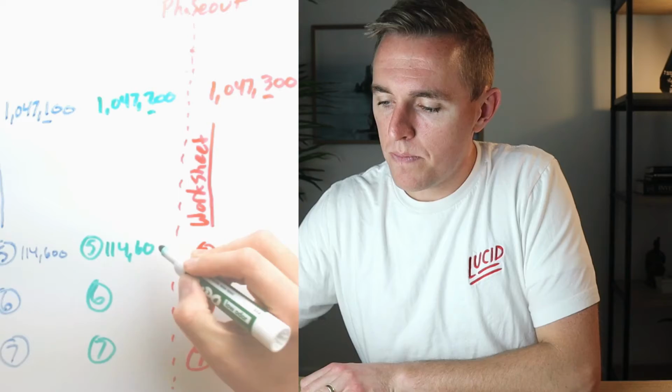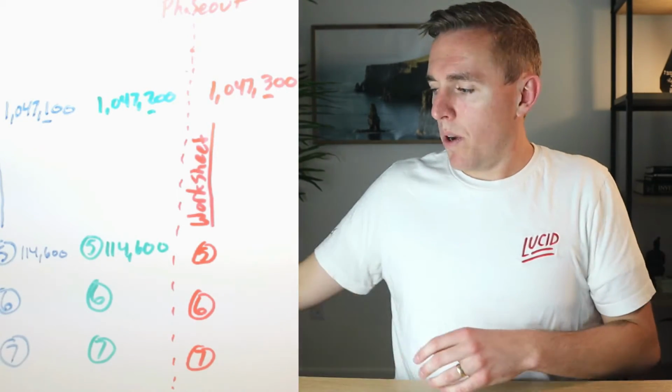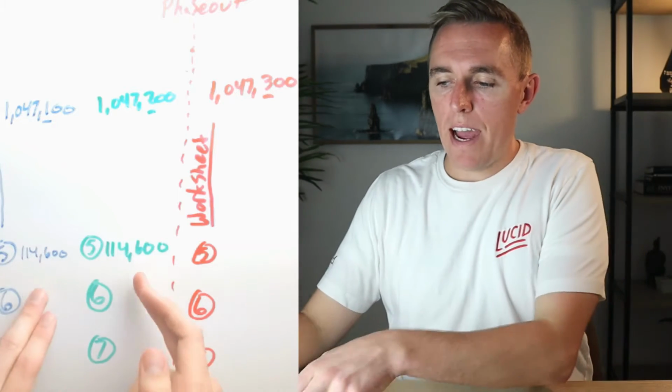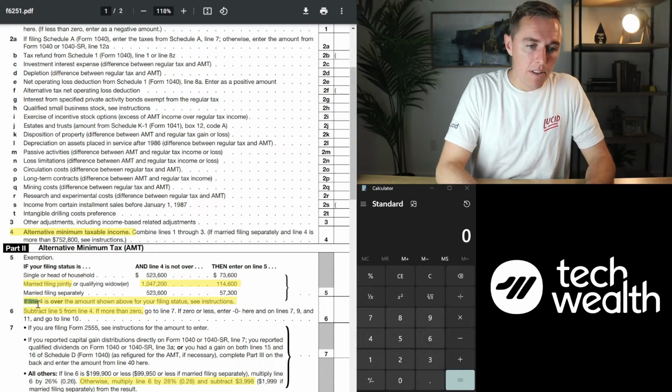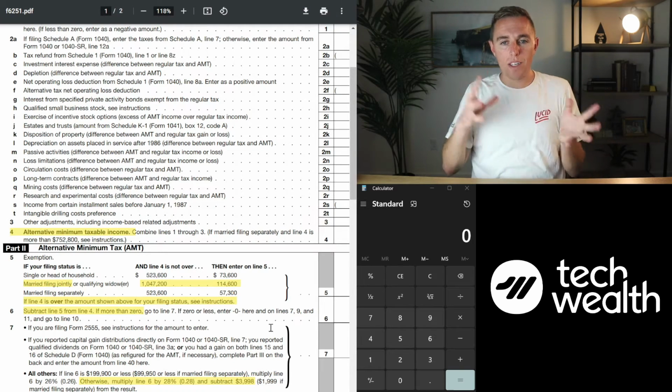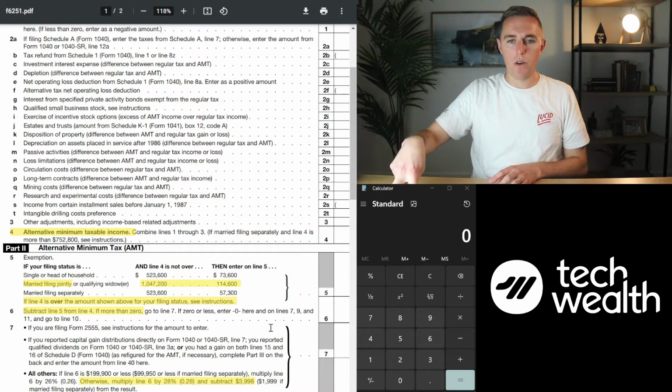$114,600. Okay, so there we have it. Thus far, we've done line 5 for the first two. You'll notice right here it says, if line 4 is over the amount shown above for your filing status, see instructions. So we're going to jump to the instructions in just a second, but first we're going to start with these first two items of business.